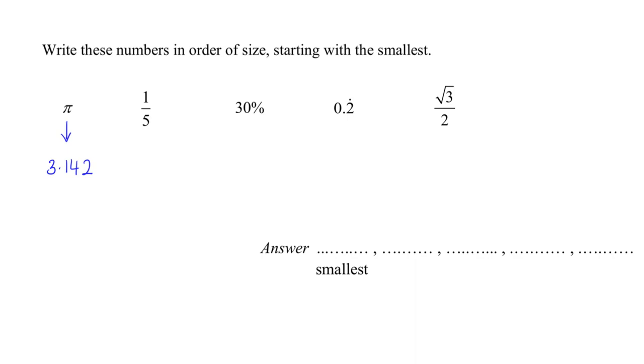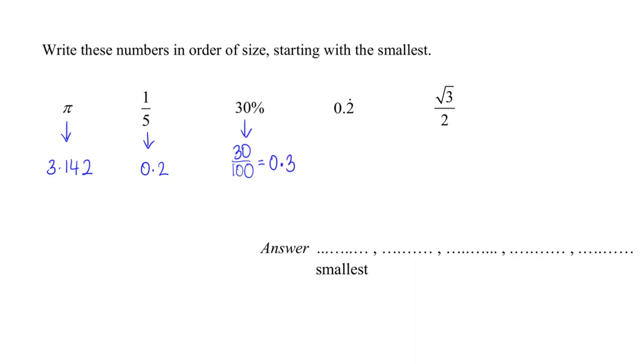1 over 5 will be equal to 0.2. You can easily use your calculator for this. 30% is equal to 30 over 100, which will be equal to 0.3.